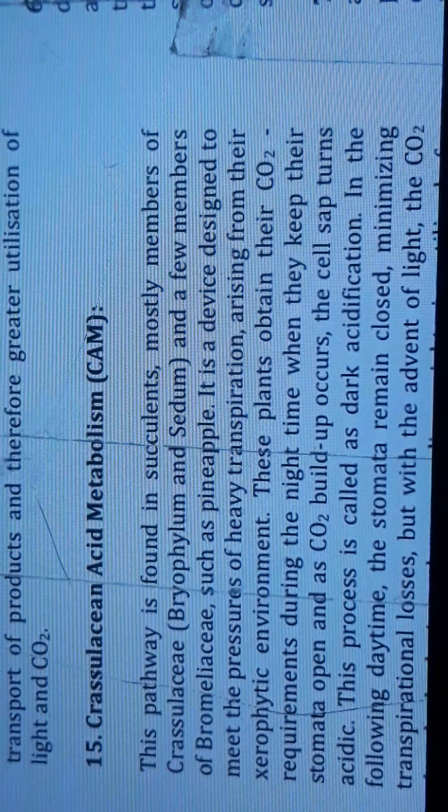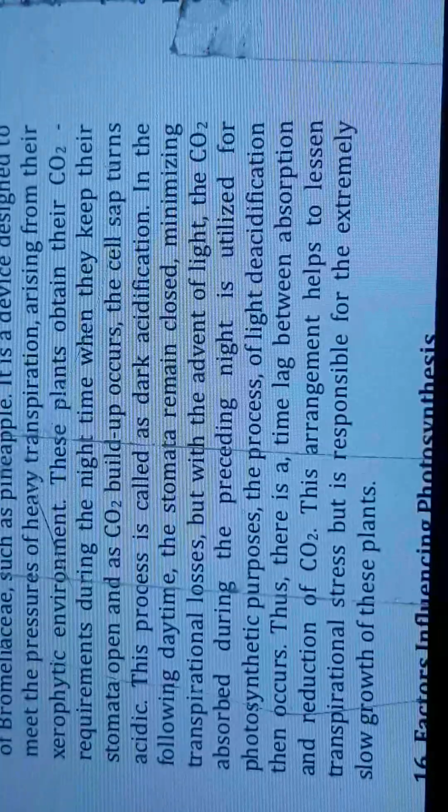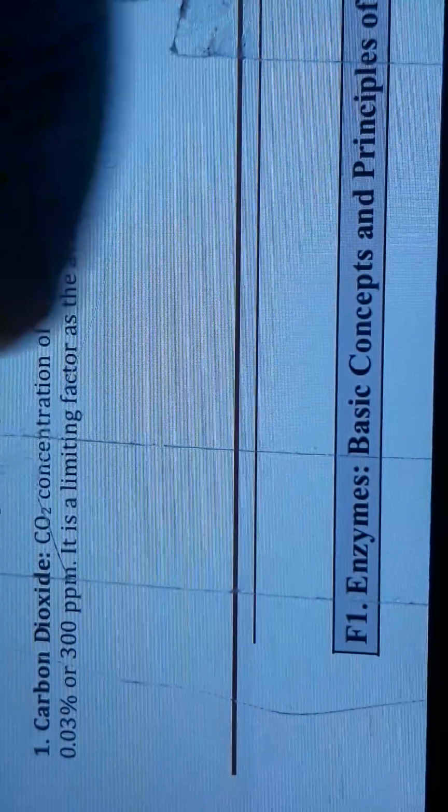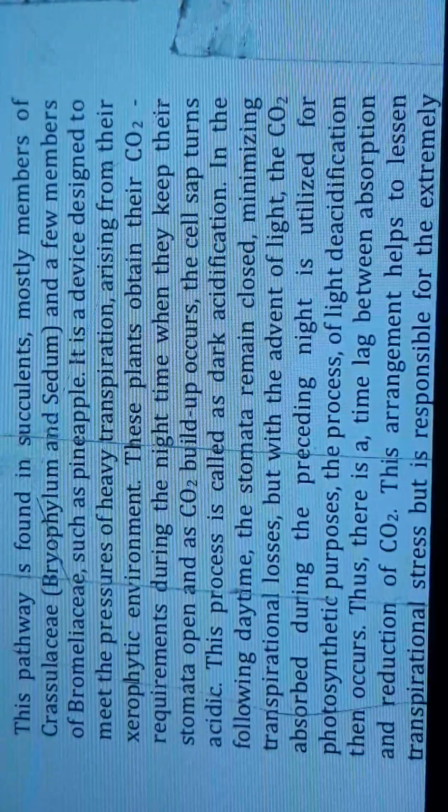Right, continuing with the lessons of yesterday on photosynthesis, we have Crassulacean acid metabolism, that's CAM, Crassulacean acid metabolism, right? This pathway is found in succulents, mostly members of the Crassulaceae, such as Bryophyllum and Sedum, and a few members of Bromeliaceae, such as pineapple. It is a device designed to meet the pressures of heavy transpiration arising from the xerophytic environment.